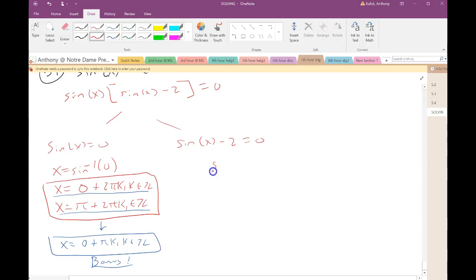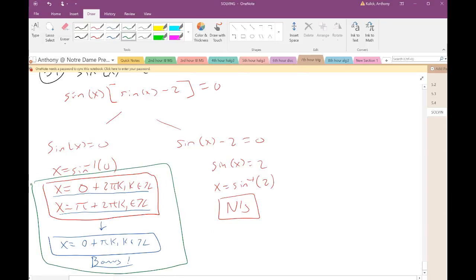Okay. The next one, we're going to add the 2 over. And we do sine inverse of both sides. And hopefully you notice that 2 is not a unit circle value for sine. And maybe you tried to type this in your calculator. What happened when you tried to type in your calculator? You got an error. Why would we get an error here? Yeah, the domain for sine inverse is only from -1 to +1. So this part has no solution to it. So you only have this answer over here, depending on which one you gave.